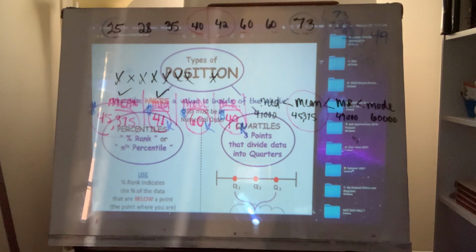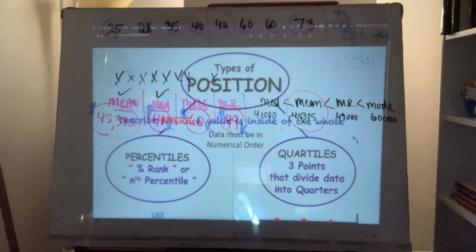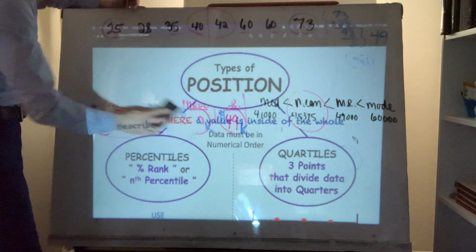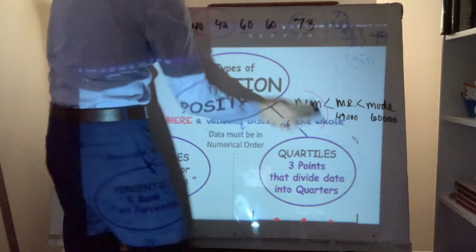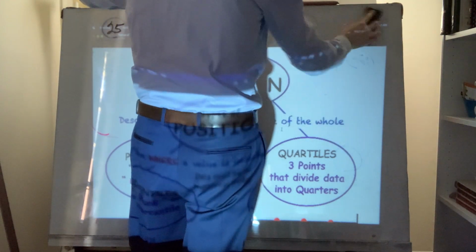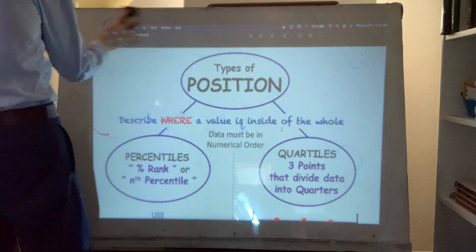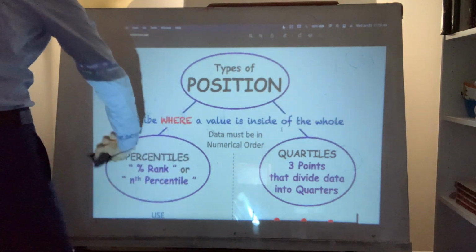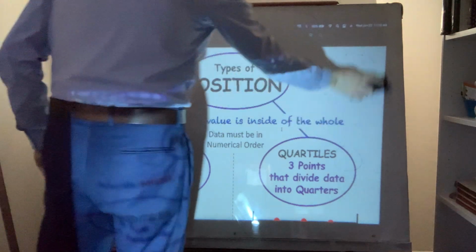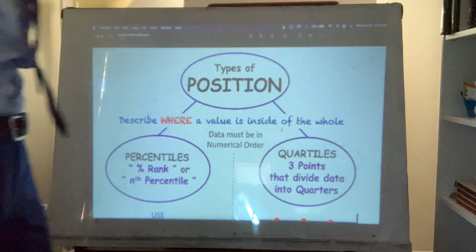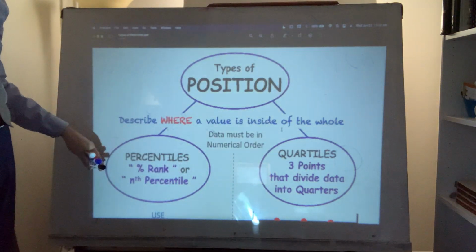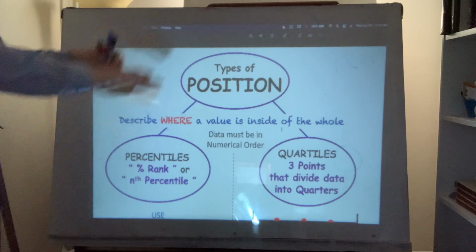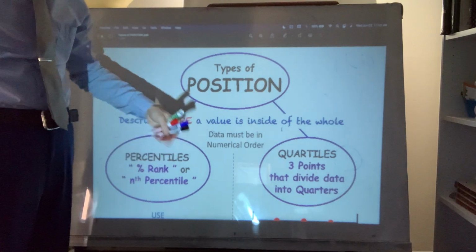To summarize, the purpose of the mean is to give you a feel for the center of data. Position is meant to describe where a value is in the data set. There are basically two types that you look for, describing where a value is inside of the whole, and bear in mind, this is important.